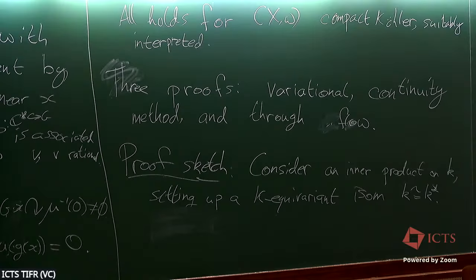And if mu of rho x is equal to 0, then I just need to impose that this doesn't fix the point x. So rho does not live in the stabilizer of my point x.